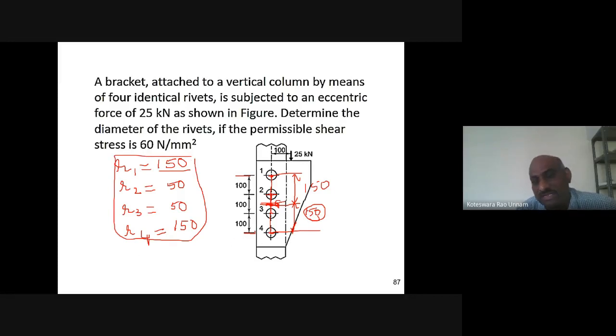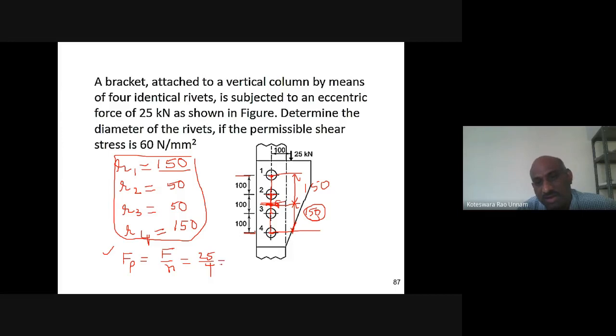Once I estimate that, first I will compute the primary shear force. Whatever he has given in your data book, he has used the notation F suffix P. We'll use the same thing, because whenever you are solving a problem, I assume that you will use the data book. So even in the data book, your FP is nothing but the given force F divided by N. So what is that value here? 25 divided by 4.